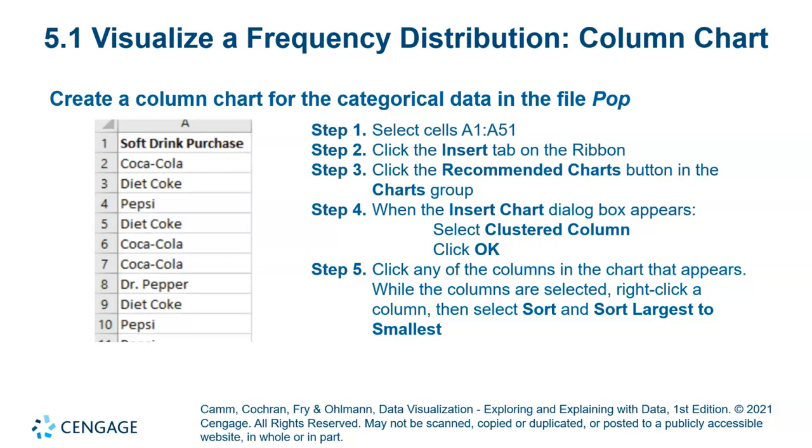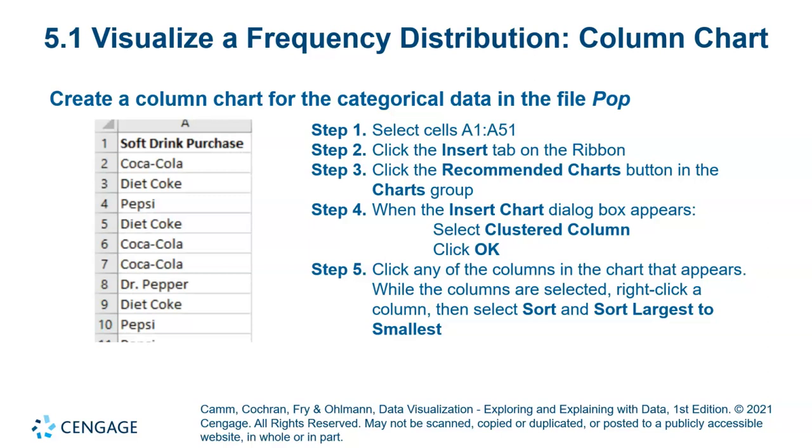Visualizing a frequency distribution. So how can we visualize a frequency distribution? You can have a column chart on it. These are the 5 different steps you can apply on the data. First, you need to select some cells, let's suppose from A1 to A51, and then click on the Insert tab on the ribbon. After that, in step number 3, you go to the recommended charts, click on the Insert Charts dialog box, select the cluster column, and then click OK.